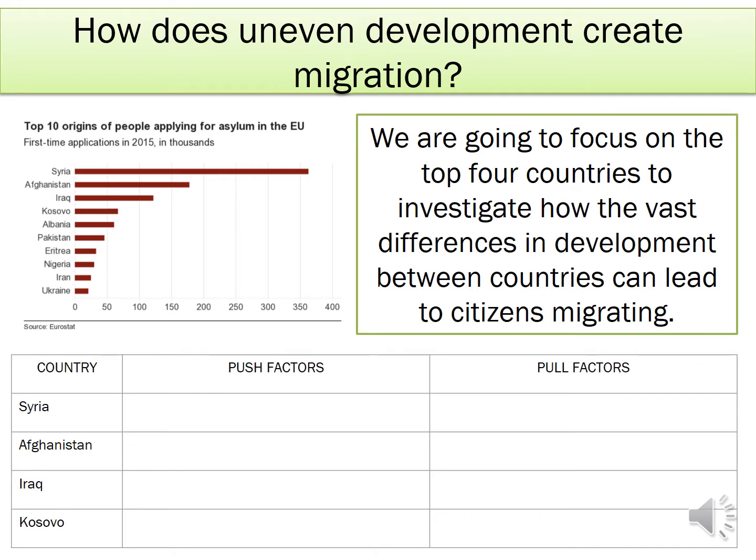the EU. So the first thing I'd like you to do is create a table, which is below, where you've got the 4 countries, and push and pull factors as your headings. So can you just quickly create this table? Just pause the video while you do that.